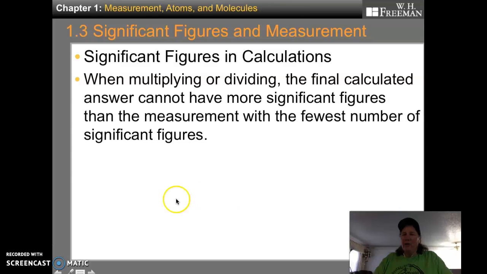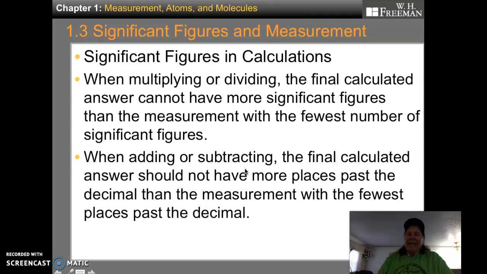Your final answer can't have more significant figures than the measurements you took. So let's say I have something that has 3 significant figures and I multiply it by something with 2 significant figures. My answer has to be rounded so it only has 2 significant figures. And again, that's to make sure you don't report an answer that's more accurate than the measurements you took.